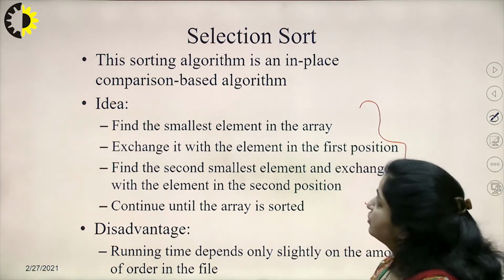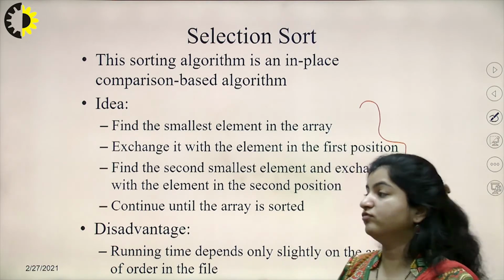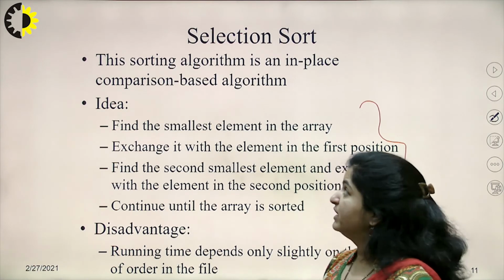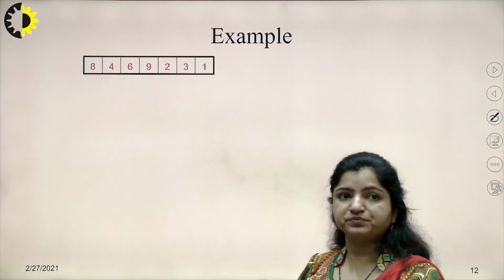The disadvantage of selection sort is that the running time will depend on the amount of order in the file, that is, how many elements are present. So based on that, the running time will be calculated over here.